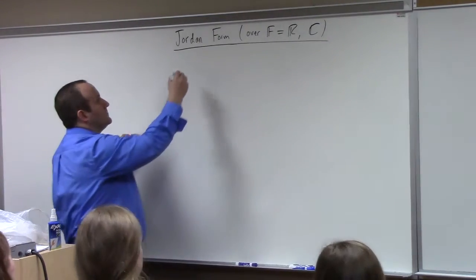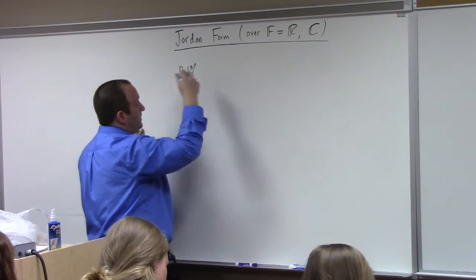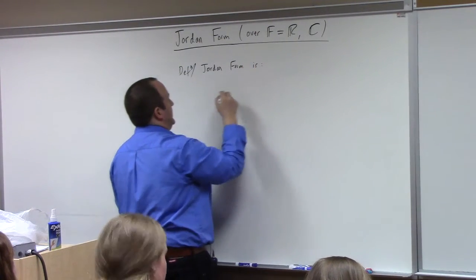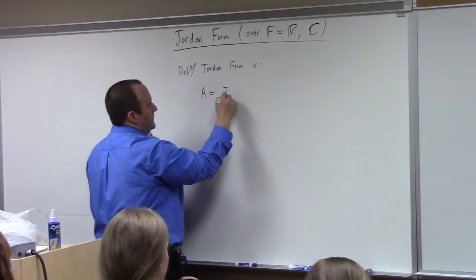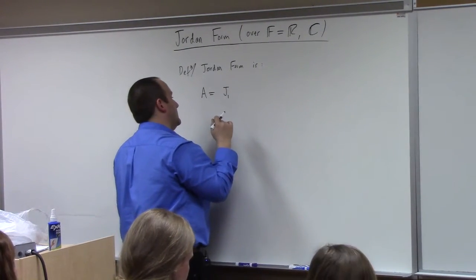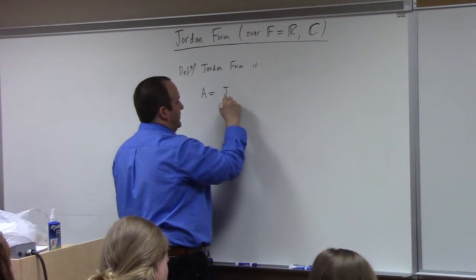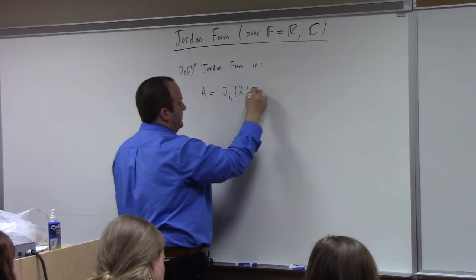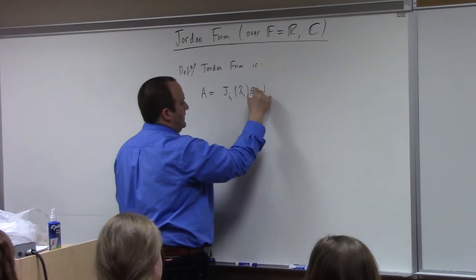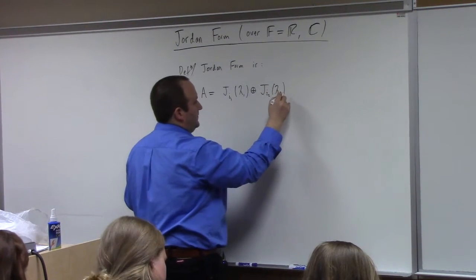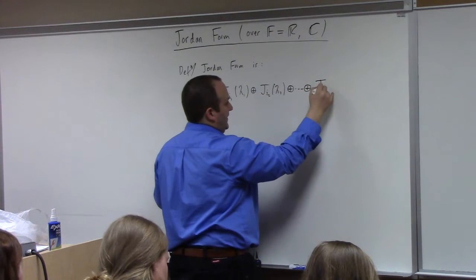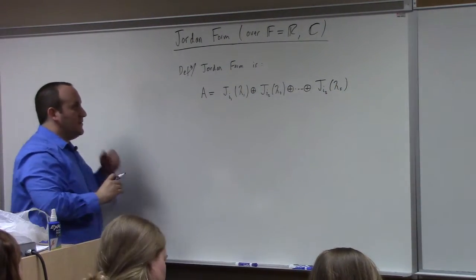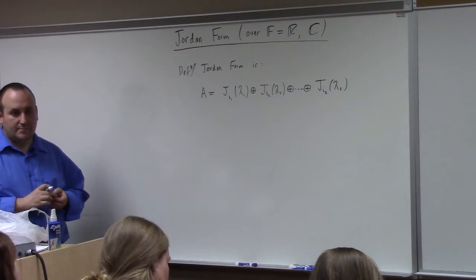So the Jordan form looks like this. A equals, say, J_{I1}(lambda 1) direct sum J_{I2}(lambda 2) direct sum, and so on, up to J_{IS}(lambda S). So a matrix is in Jordan form if it's the direct sum of Jordan blocks, right?